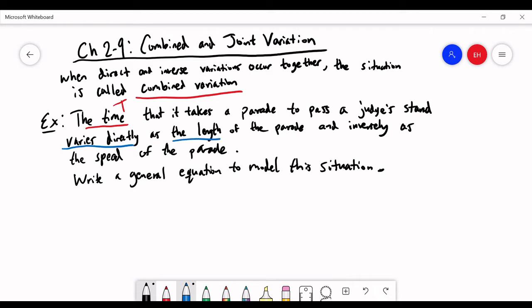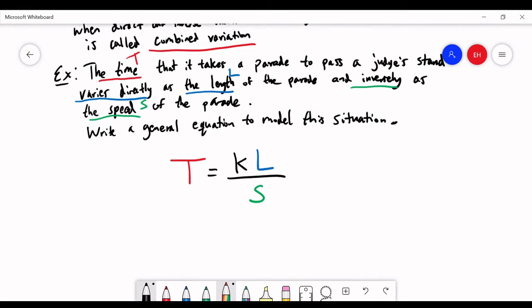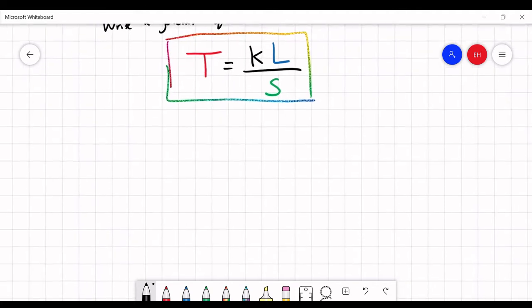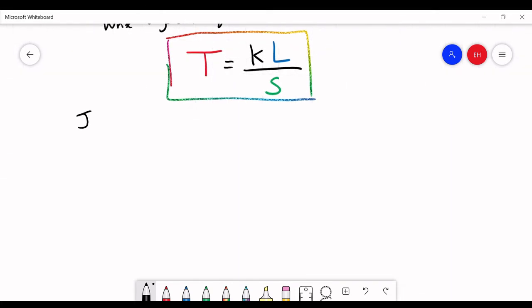Okay, so we're looking at the time. That's one of the things that's changing, so we just call it the variable t. It varies directly as the length of the parade. So that's one thing that we could change, the length of the parade. We'll call that L. And then inversely for the speed of the parade. So we'll call that S. So then we have t equals, well, it's direct variation with the length, so it's k times L, but it's inverse to the speed, so I have to put over S, put the speed in the bottom, and that is going to be our equation of variation. And again, it's a combined variation because the L is in direct variation, but the S is in inverse variation.